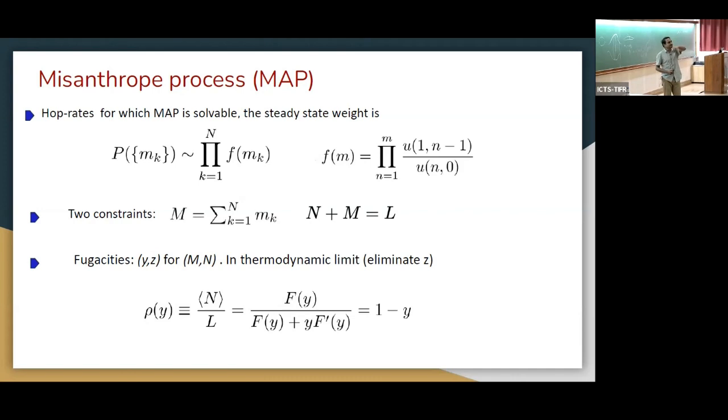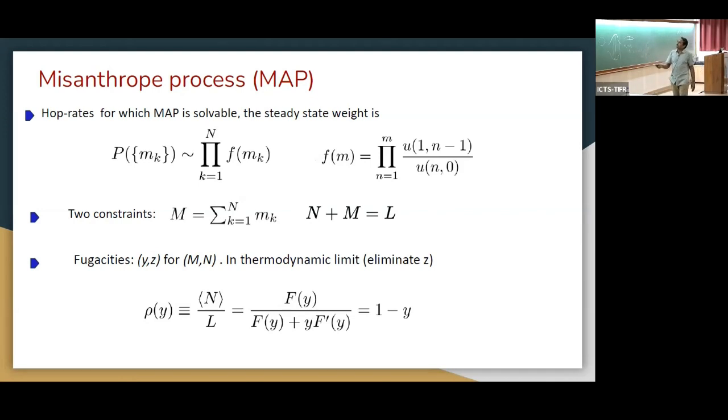Okay. So this process, where the rate of a particle jumping to the neighboring box depends on the number of particles at both the arrival and departure site, is called the Misanthrope process. Okay. And the Misanthrope process is not generally solvable for all rates, but for this particular condition, when the rate depends on the sum of the number of particles of neighboring boxes, then it is solvable. Okay. And the solution is given by this.